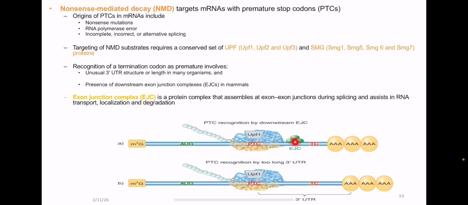And also when there is a presence of downstream exon junction complexes. These are called the EJCs. When these are present in mammals, that also tells that that particular mRNA was prematurely terminated. Then they will be targeted by these proteins, either the UPF 1, 2, and 3, and the SMG 1, 5, 6, and 7 for the nonsense mediated decay. So this is the definition for the EJCs. They are protein complexes that assemble at exon junctions during splicing and assist in RNA transport, localization, and degradation.